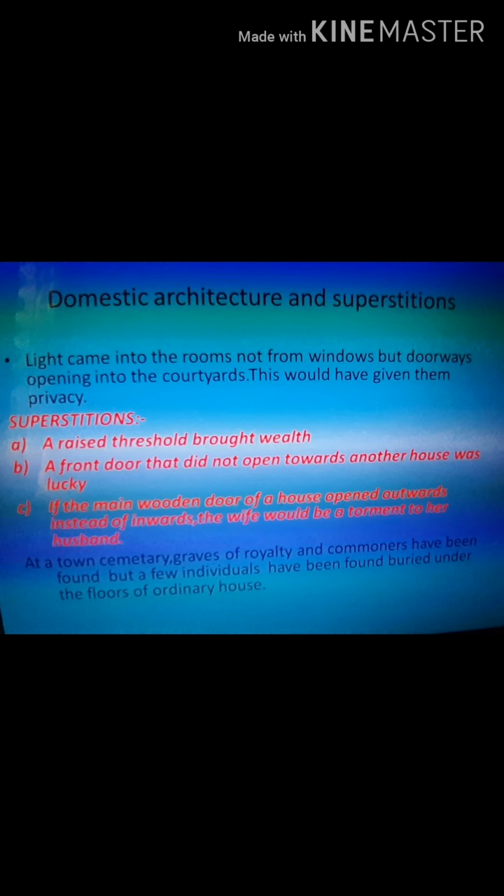Another funny thing that was observed was that if the main wooden door of a house opened outwards instead of inwards, the wife would be a torment to her husband. At a town cemetery, graves of royalty and commoners have been found, but a few individuals have also been found buried under the floors of even ordinary houses.